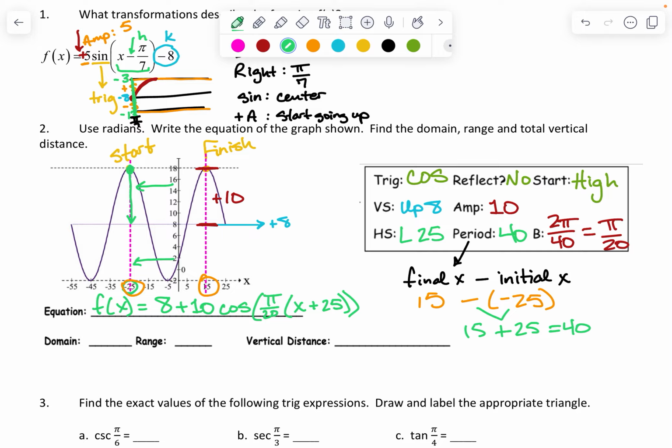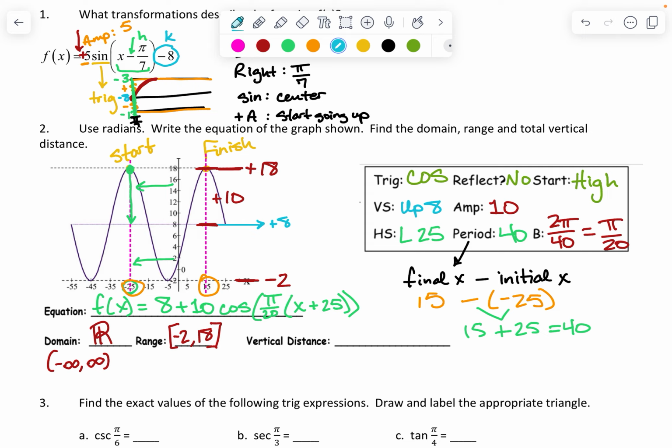We also need to find the domain, the range, and the total vertical distance. The domain for all sine and cosine waves is all real numbers. So negative infinity to infinity. The range is going to be the y values that the wave includes. So looking at the y values, we go all the way from negative 2 up to positive 18. So since these are included in our wave, we would use brackets and we would say negative 2 to 18.